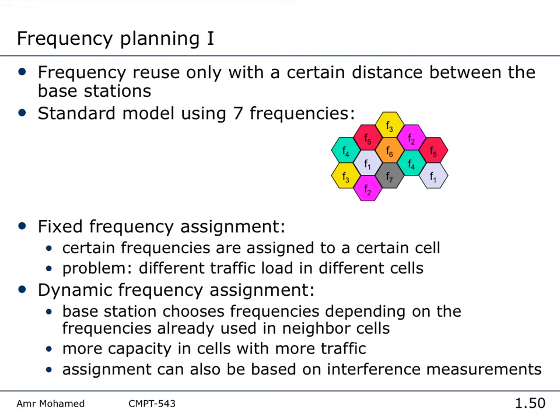So who does this? The network controller, not the base station in that case. Because the base station has a local picture, but it does not have the global picture. Who has the global picture? A centralized device inside the network which manages the resources amongst all the base stations. Okay? Right.